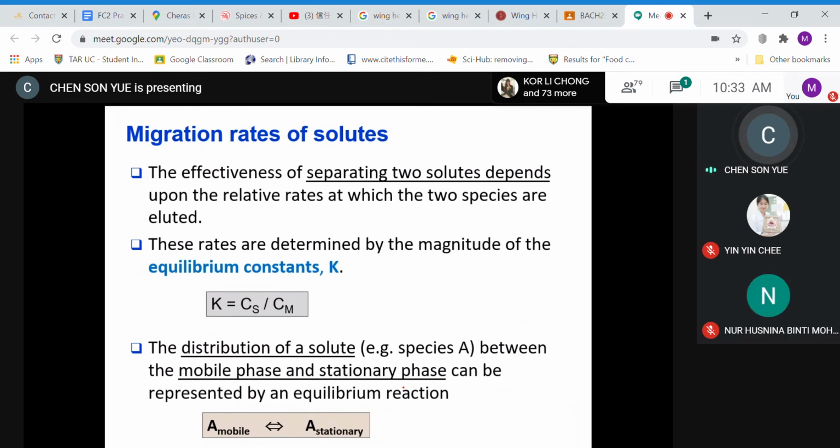And now we start with this term here, equilibrium constant. It's a capital K equal to CS over CM. CS is the concentration of the sample in the stationary phase, and this one is the concentration of the sample in the mobile phase. All this I already taught you. And of course, this happens at equilibrium.